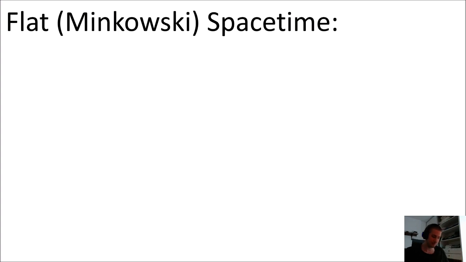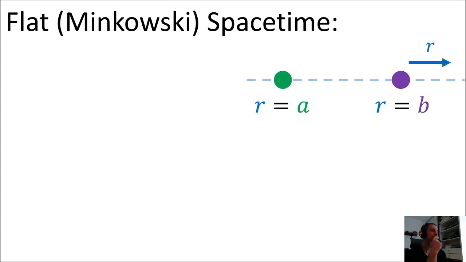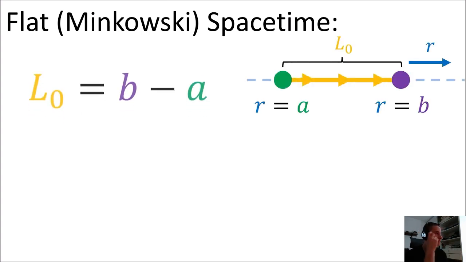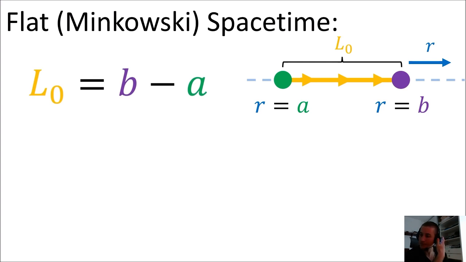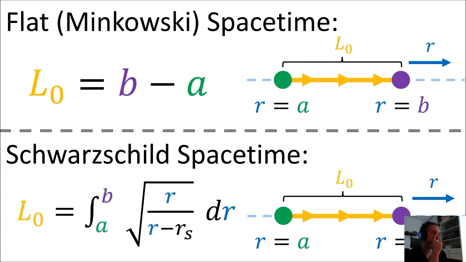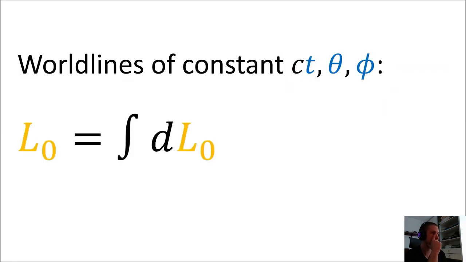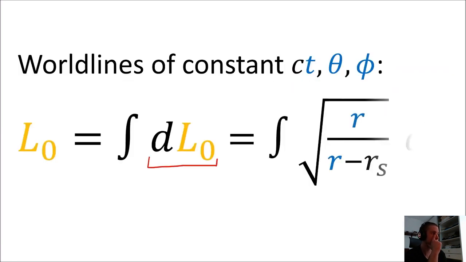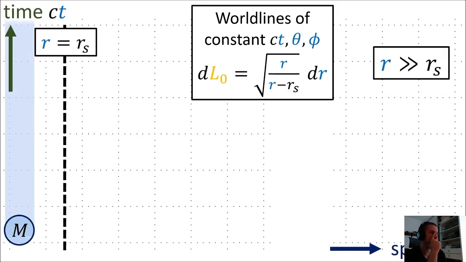So in flat Minkowski spacetime, the proper length between two points A and B along an r-coordinate line is exactly equal to the change in the Minkowski r-coordinate value between the two points. But in Schwarzschild spacetime, there's a more complicated relationship between the Schwarzschild r-coordinate and proper length, involving this integral. We can see that a small proper length dl0 is related to a small change in the r-coordinate dr by this square root factor. When the r-coordinate is much larger than the Schwarzschild radius, this conversion factor goes to 1.